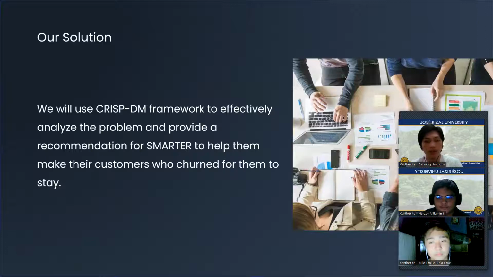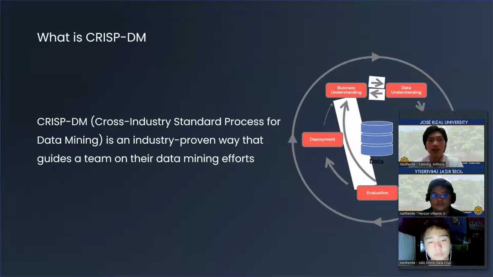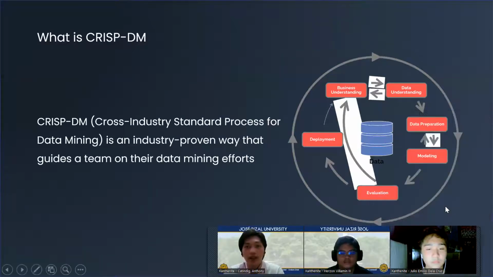For our solution, we will use the PrisDM framework to effectively analyze the problem and provide recommendations for Smarter to help them make their customers stay. PrisDM, also known as Cross-Industry Standard Process for Data Mining, is an industry-proven way that guides a team on their data mining efforts. The phases are business understanding, data understanding, data preparation, modeling, evaluation, and deployment.